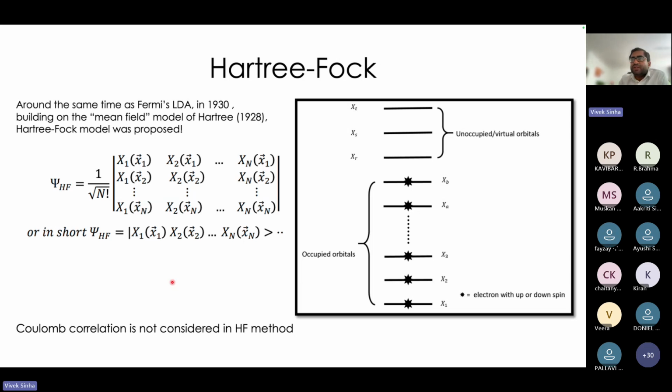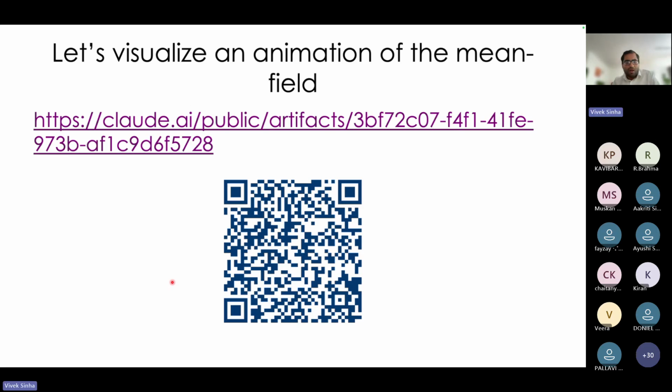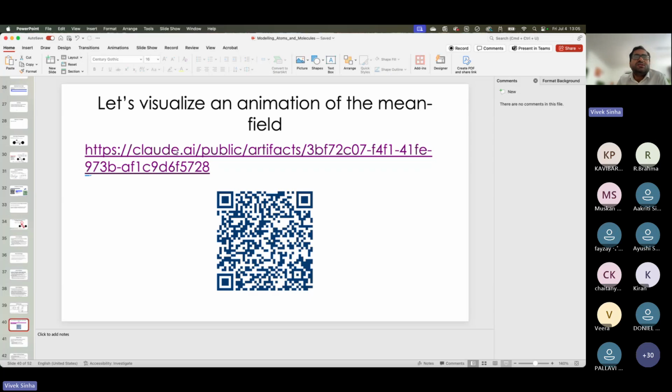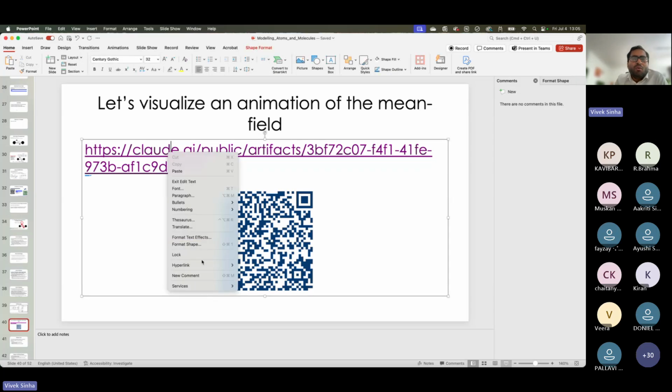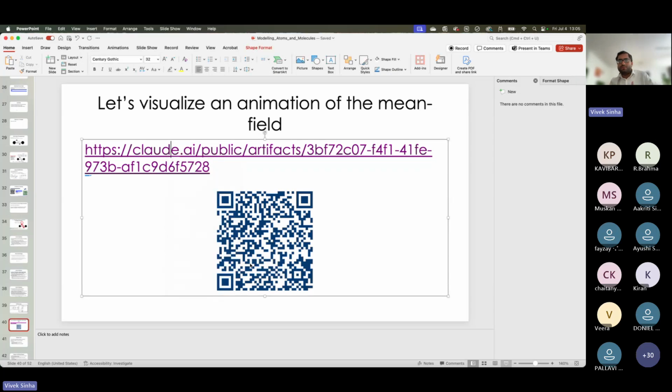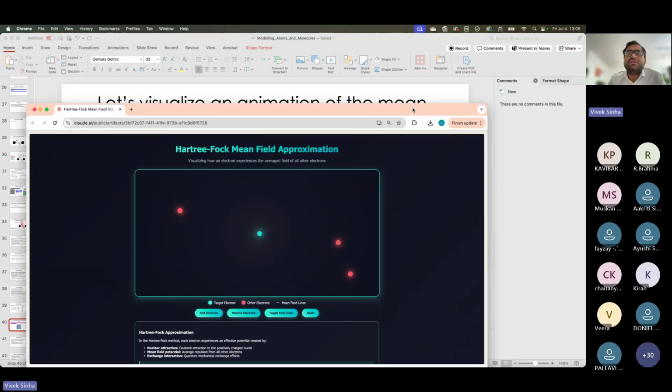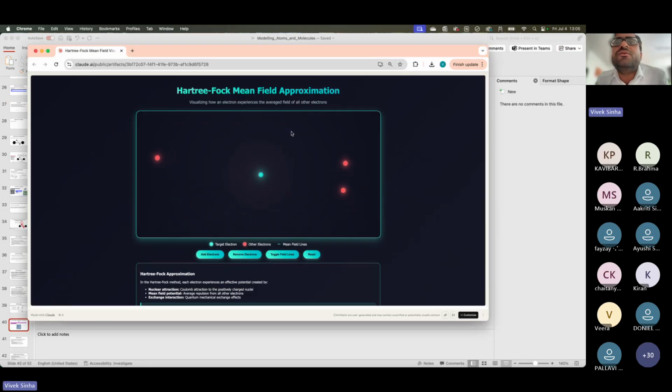So there are some serious drawbacks here. Now, before going further, let's just have a simple classical visualization, not a quantum mechanical computed density, of what I mean by this mean field approximation. What does it look like? So this is just an animation to give you a feeling. Can you see the?